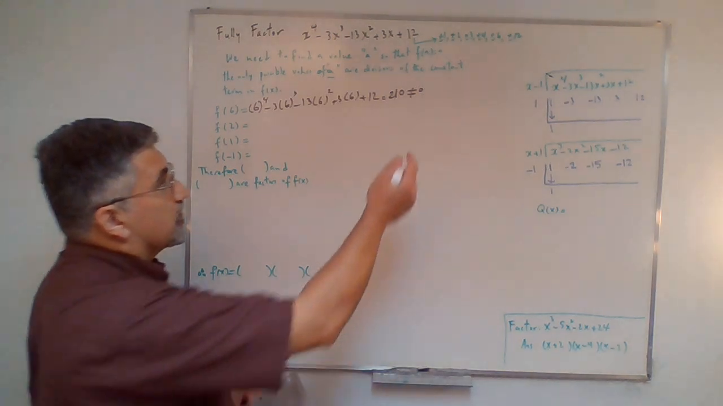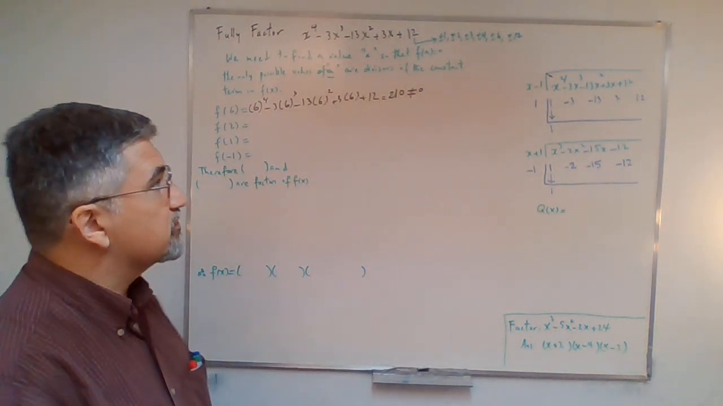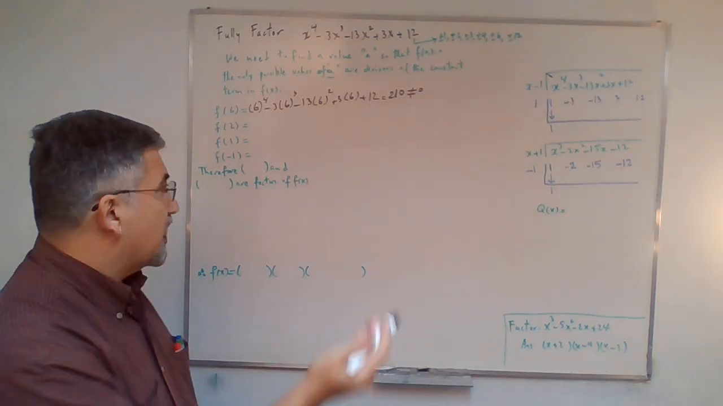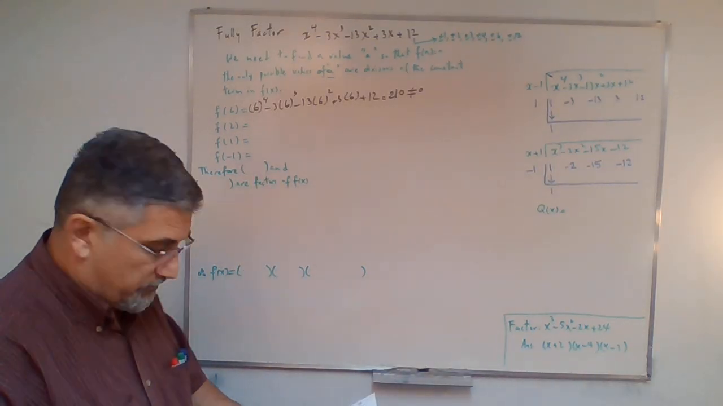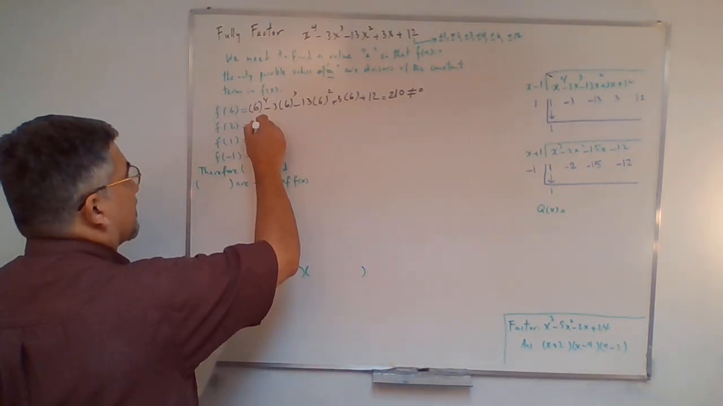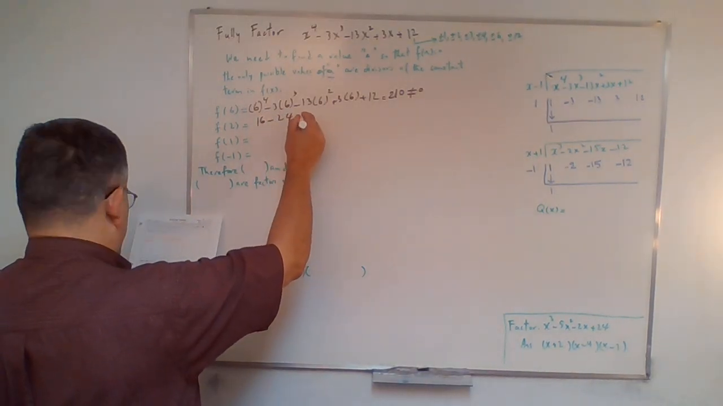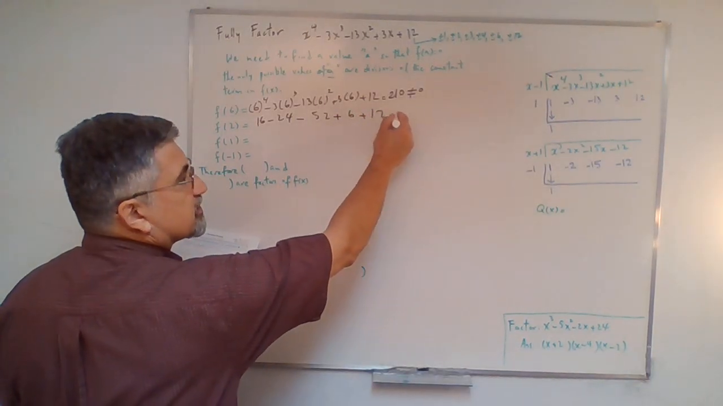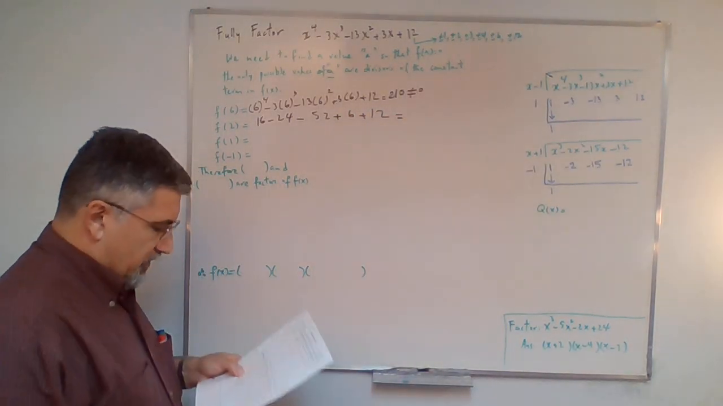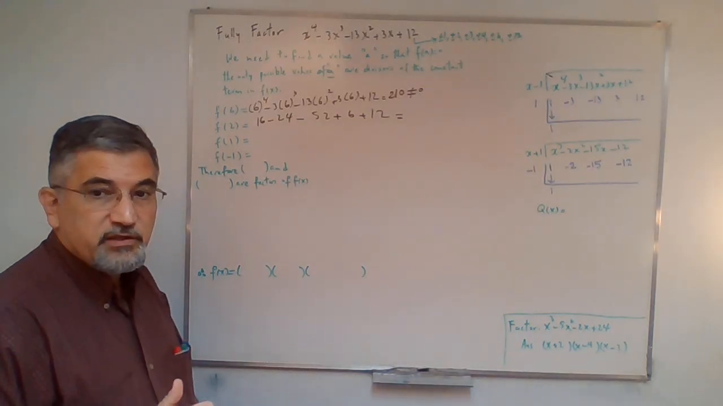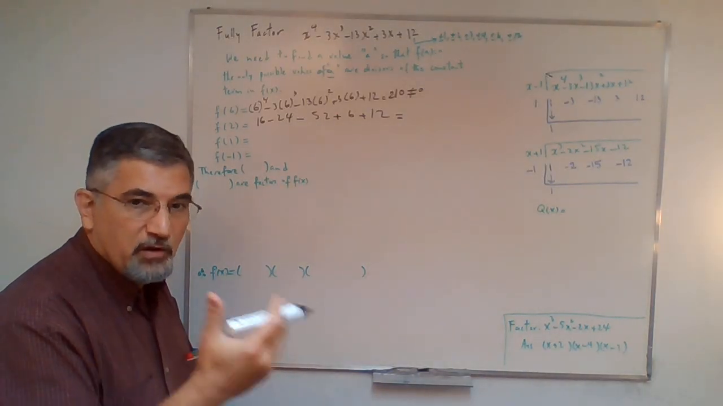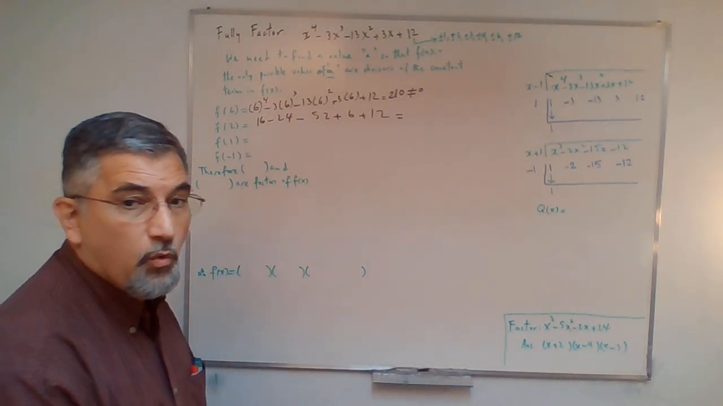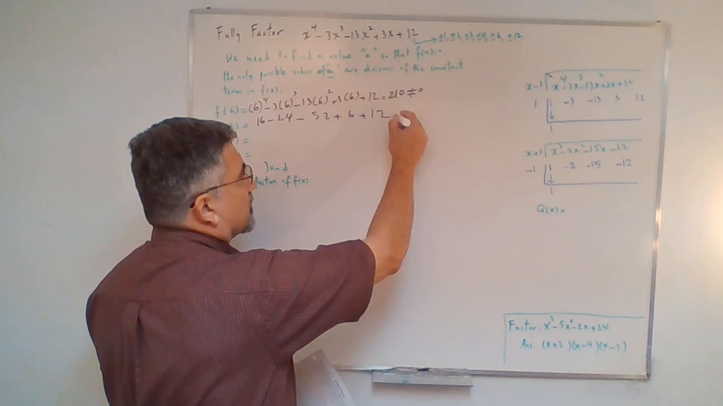We try picking another candidate. We have 2, 4, 6, 8, 10, 12. We have 12 candidates there to select. I selected 6 first. Now I'm selecting 2. What is f at 2? So when you do f at 2, you get 16 minus 24 minus 52 plus 6 plus 12, which again, we don't care about the number. As long as it's not 0, that's all we want to know. So this sum is not equal to 0.